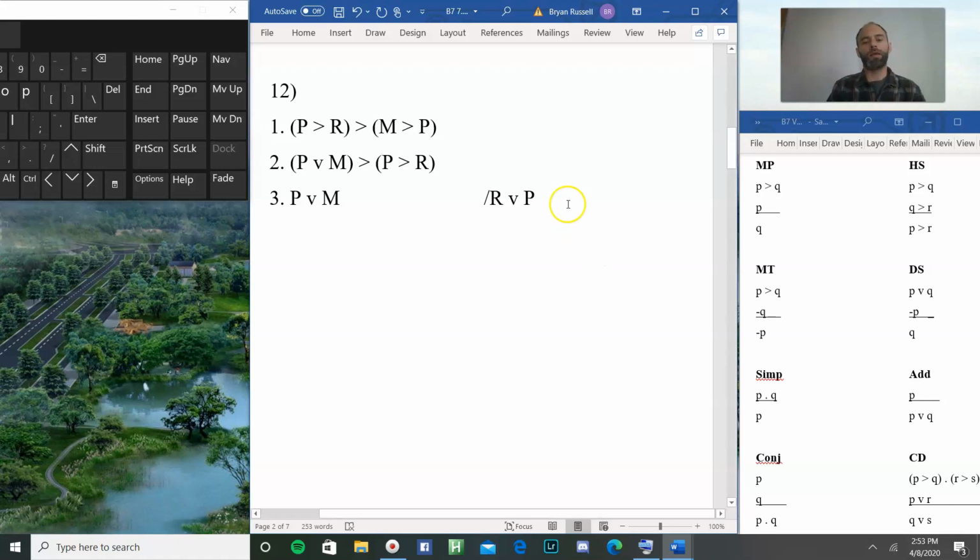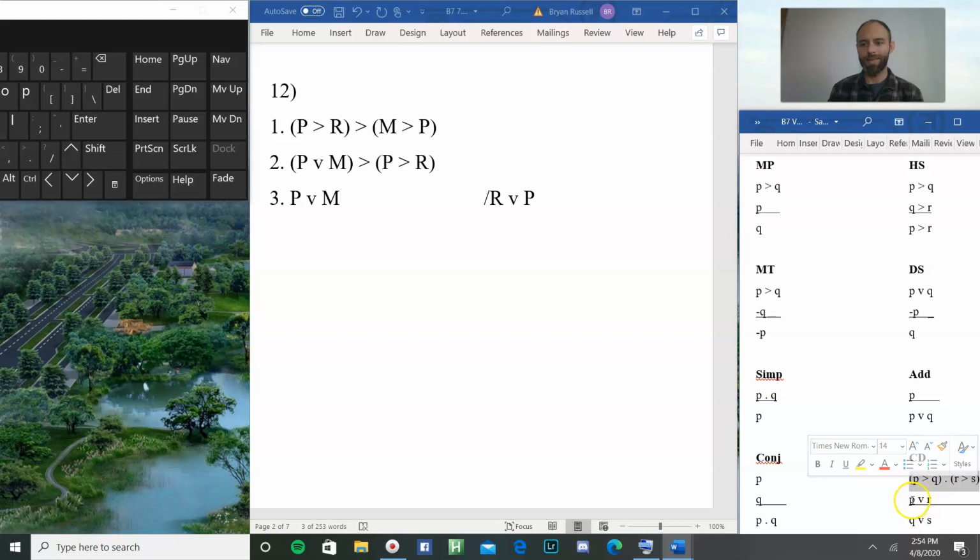Well, first let's recognize that what we're trying to derive is a wedge. And when we're trying to derive a wedge, we're likely looking at one of two strategies. One being addition, so finding R and then adding or P. That would be one way to go about this. The other way would be construct a dilemma down here in the bottom right, also ends with a wedge. So for that, we would need a conjunction of conditional statements, and then we would need the disjunction of the antecedents to find the disjunction of the consequence.